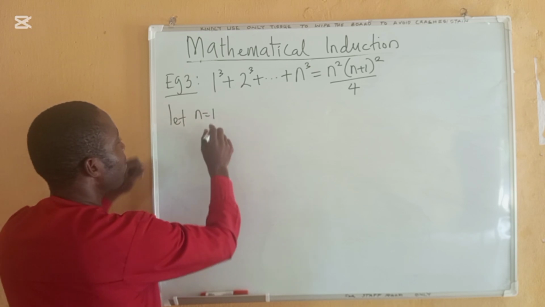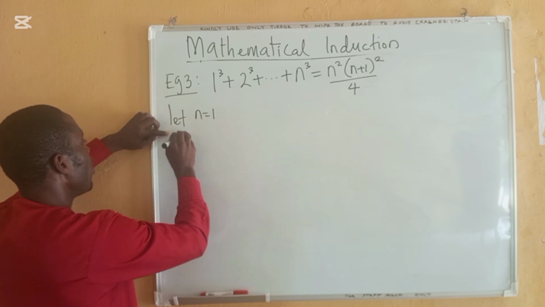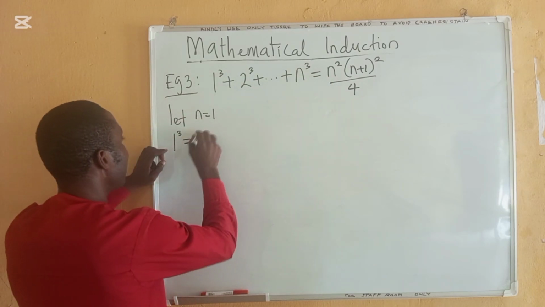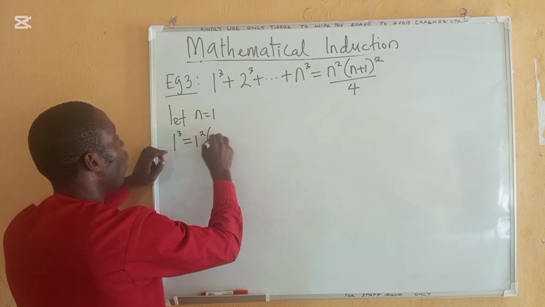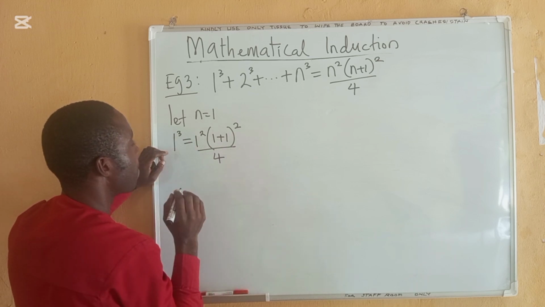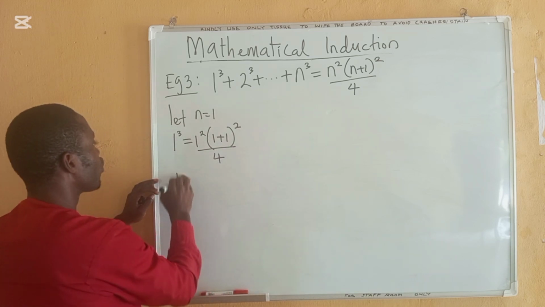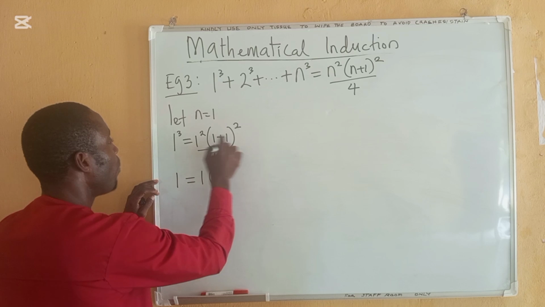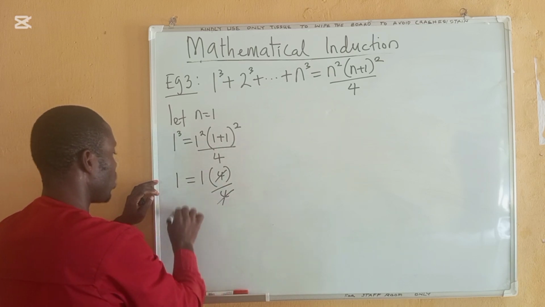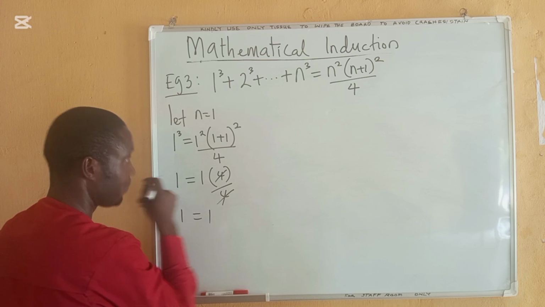So if we have n equal to 1, that means the first term, 1 cubed, is equal to, n is 1, so we have 1 squared into 1 plus 1, all of this squared, divided by 4. This will give us 1 is equal to 1 into 1 plus 1 is 2, 2 squared is 4, divided by 4. This will cancel this, we have 1 is equal to 1.